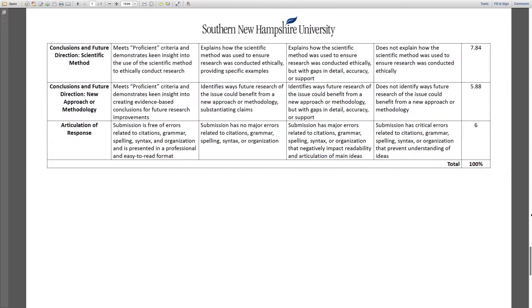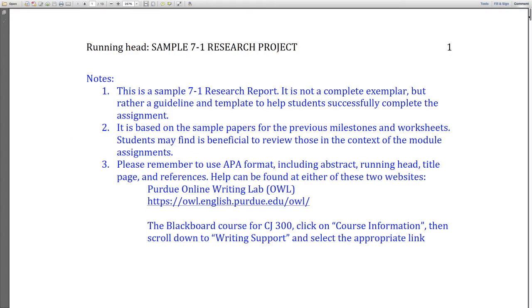Okay, so let's see if I can't find the copy of the sample paper for you to take a look at. Okay, here we go. This is the sample paper that, of course, will be attached and emailed out to all of you. These are my notes at the very beginning. This is a sample for 7-1 research report. It is not a complete exemplar. The difference is that a sample is just that, a sample, bits and pieces to help you as a guideline or a template, as it says. An exemplar would be a completed paper.